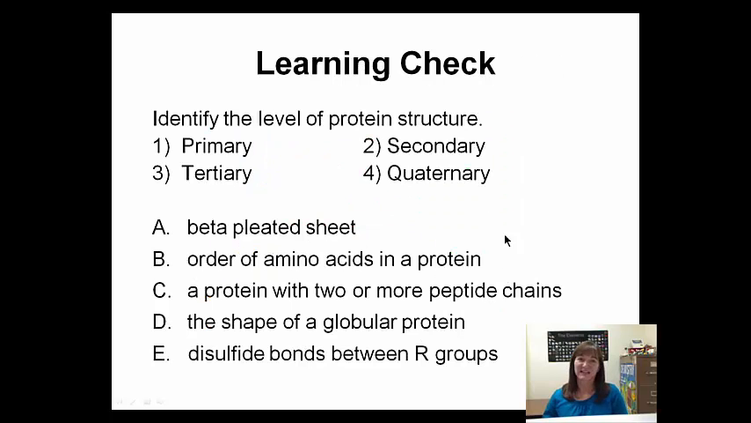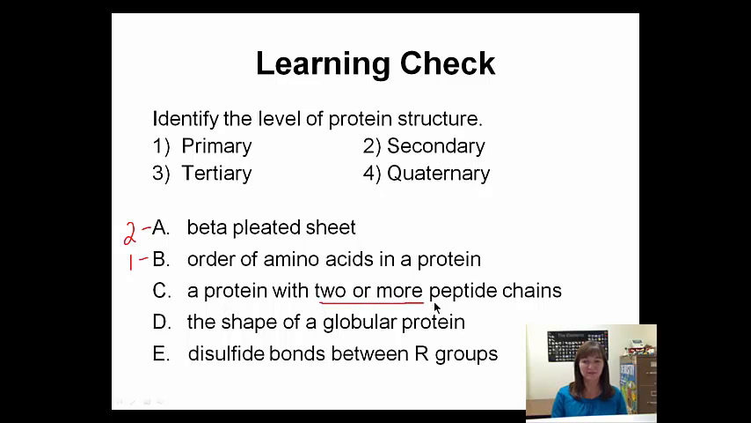So a quick learning check. Identify the level of protein structure as either primary, secondary, tertiary, or quaternary. A is a beta pleated sheet. So that would definitely be secondary, which is our number 2. The order of amino acids. So that is our primary structure. The primary structure just gives you the order the amino acids are bonded to each other.